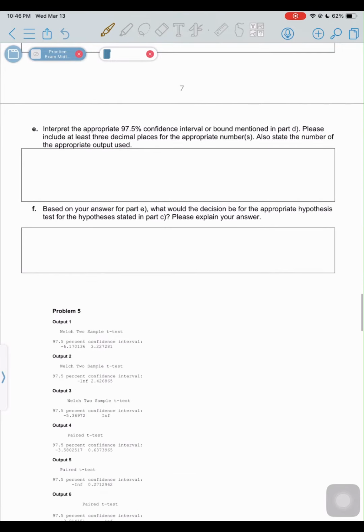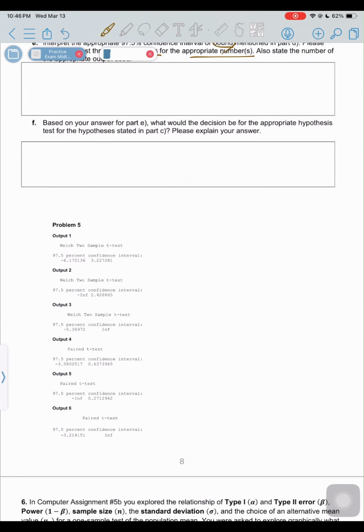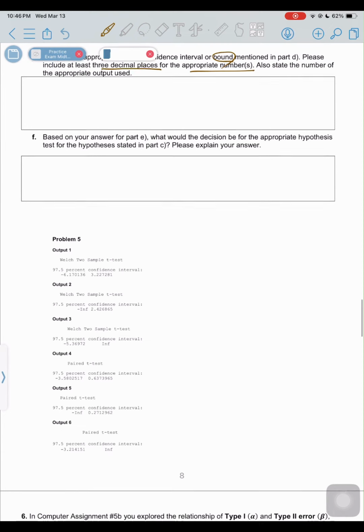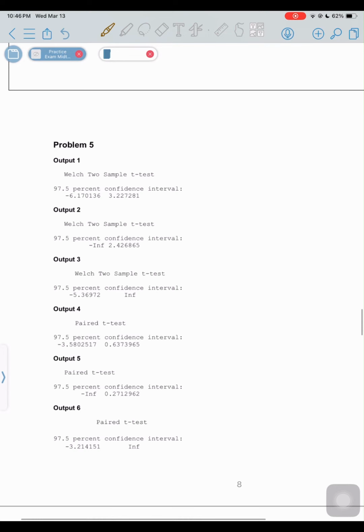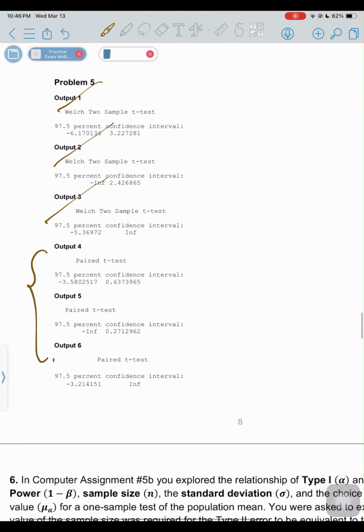And part E says: interpret the appropriate 97.5% confidence interval or bound, which is a bound for us. Please include at least 3 decimal places for the appropriate numbers using this output. So let's use the output. We said it is paired, so it's not output 1, 2, 3. It's going to be 4, 5, 6. We are also going to use the upper confidence bound, so that means it should be negative infinity to some value. So that is output 5. Okay, so we have everything.